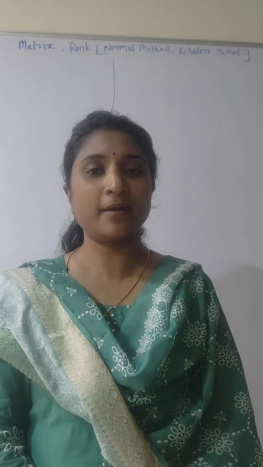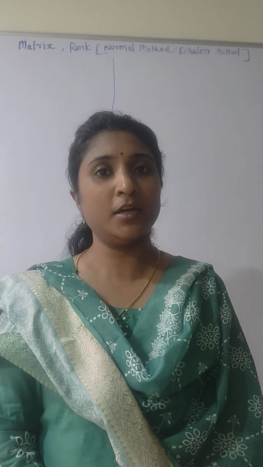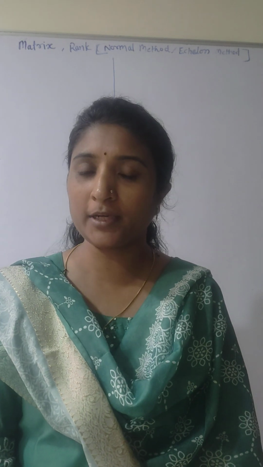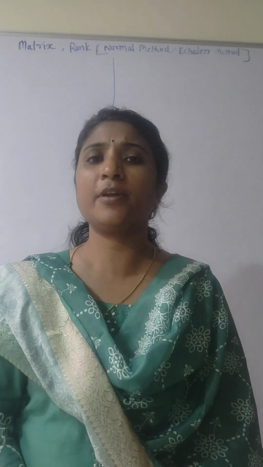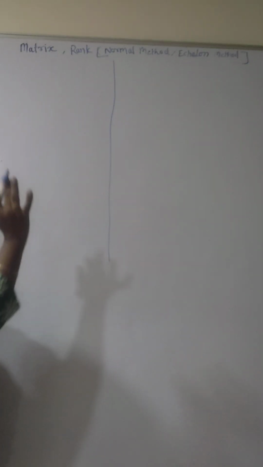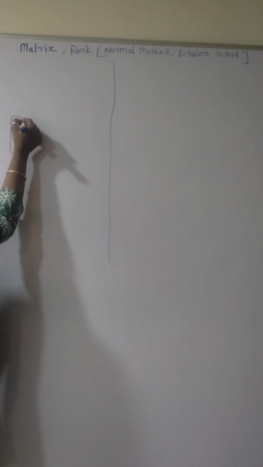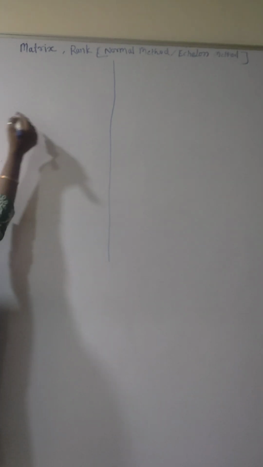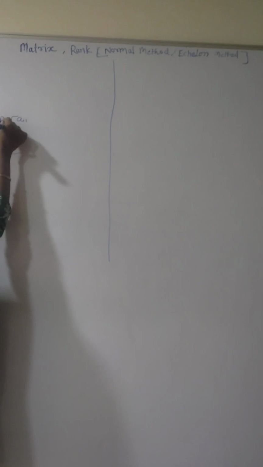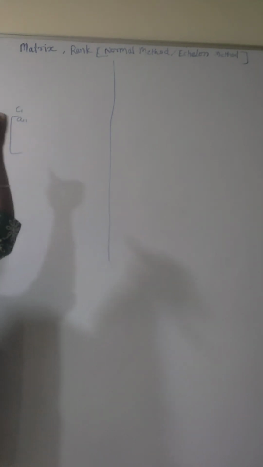Hello students, today we are going to discuss matrices, rank, and rank finding methods: the normal method and the echelon method. Firstly, a basic introduction to matrices is given. A matrix is nothing but a rectangular arrangement of numbers, where A11 denotes the first row, first column element.